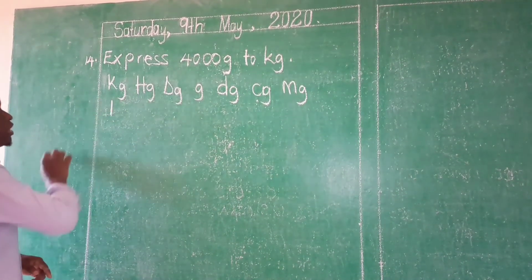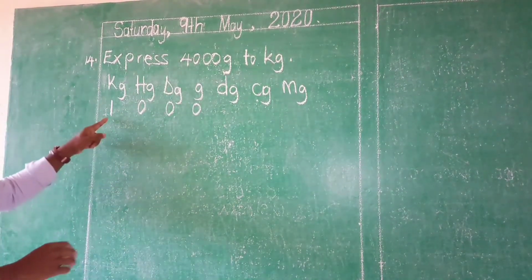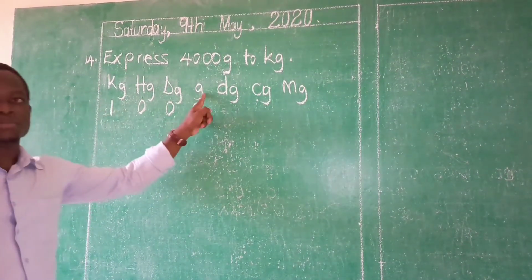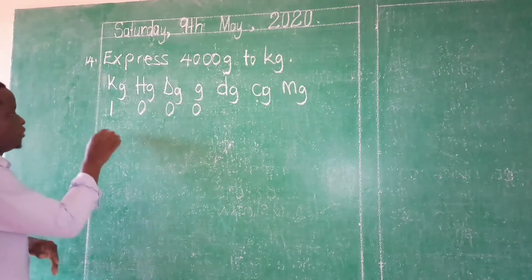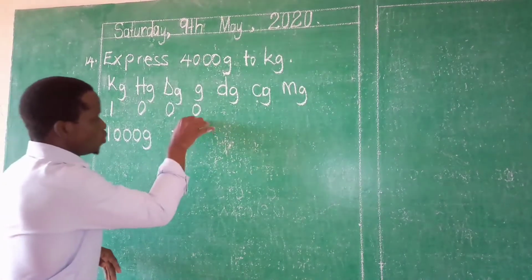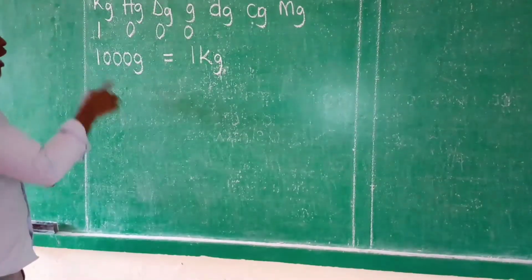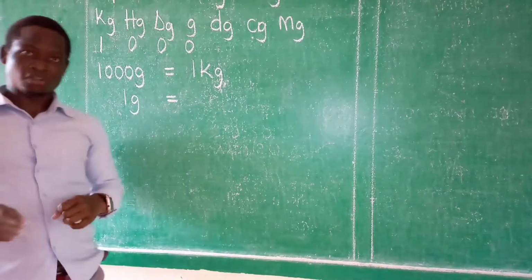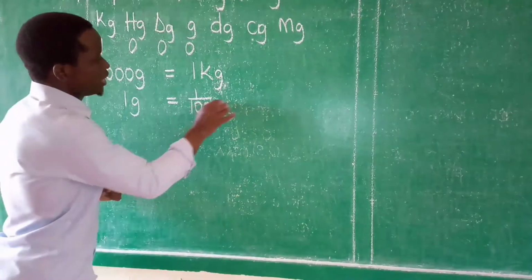We put 1 here on kilograms, then write zeros until we reach grams. This shows that 1 kilogram is equal to 1,000 grams. But since we are moving from grams to kilograms, let me state it starting with grams. So we shall write that 1,000 grams are equal to 1 kilogram. How about 1 gram? Do you think it will have more kilograms or less? Of course less. So it will have only 1 out of 1,000 of a kilogram.